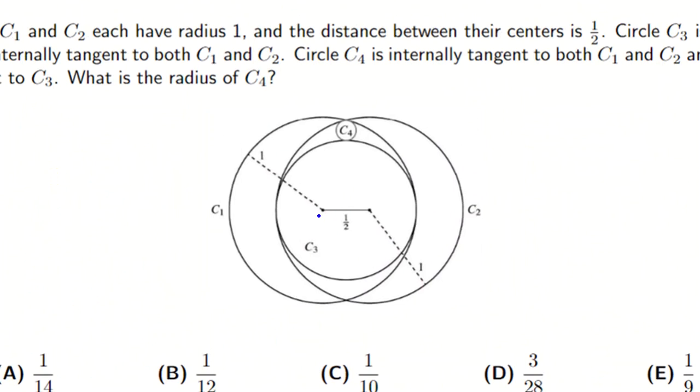So at first, let's find the radius of C3. We know O1 is here, O2 is here, and this point. By symmetry, we can consider that all centers lie on this line, and O3 also lies here. Now we connect these two points. We know this one is O3. At first, let's find the radius of C3.